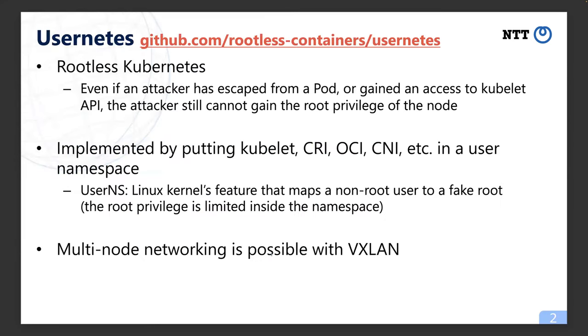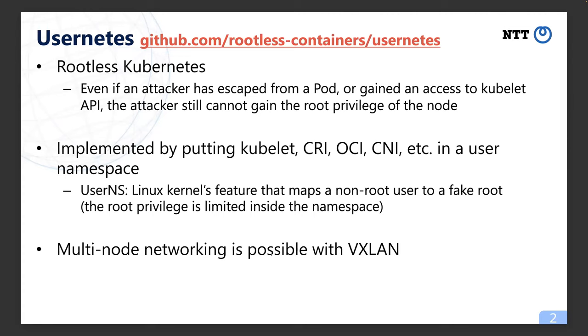So this is the overview of Usernetes. It's a rootless Kubernetes distribution, so it doesn't need the root privilege. Even if an attacker has escaped from a pod or gained access to the Kubernetes API port or maybe the container certificate, the attacker still can't gain the root privilege of the node because it's inside the user namespace. User namespace is a feature of the Linux kernel that maps the node user to a fake root user in the namespace.